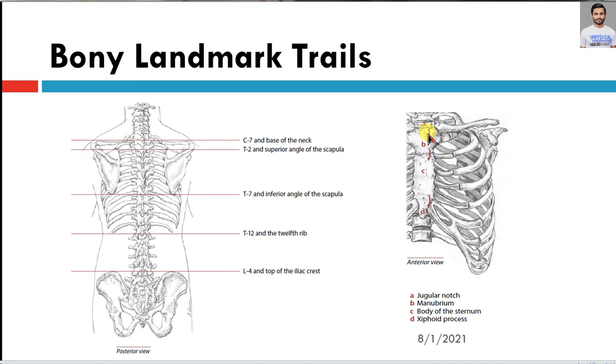Over here, you can see the manubrium sterni and the jugular notch. Then you can see the sternomanubrial angle or sternomanubrial joint, the sternum, the body of the sternum, and then the xiphoid process.